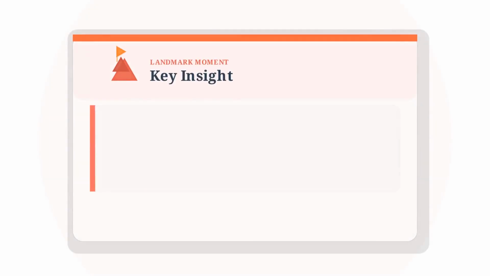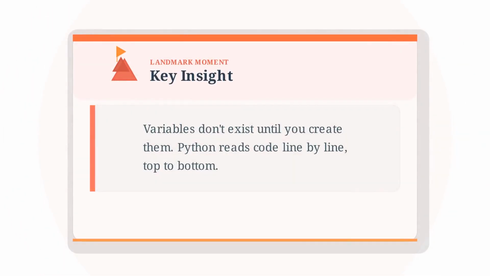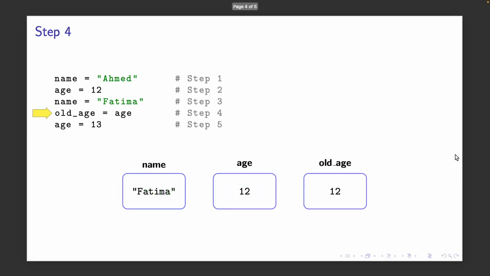Here's the critical insight. Variables don't exist until you create them. Python reads your code line by line, top to bottom. In step 1, age doesn't exist yet because the line that creates age hasn't run. After step 4, old age equals age. Now we have three boxes. Python reads the current value of age, that's 12, and puts a copy of that 12 into our new old age box.